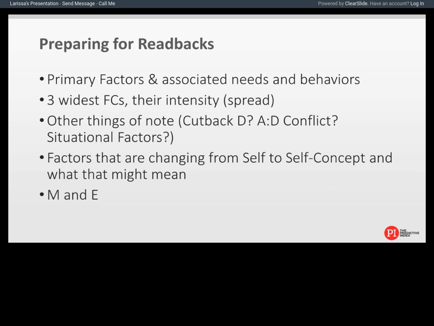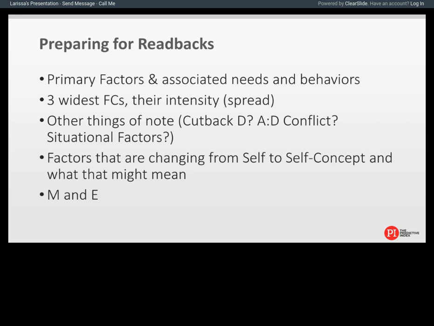I actually like to start with the widest factor combinations. That's going to give you the most information. The widest is going to give you the most information about a person, right? We tend to look at the top 3. There are 6 in total. Especially if you're newer at this, I suggest going through and looking at all 6 and then deciding which of those is going to give you the most information about this person. And we're not only looking at what those combinations are, but what the intensity of them is, that spread, how far away those 2 factors are from each other.